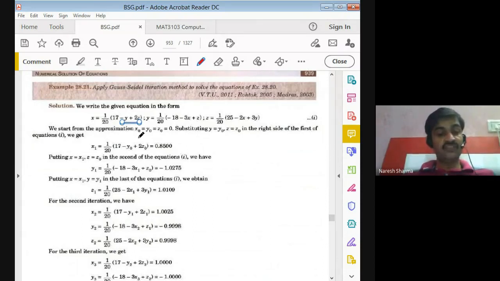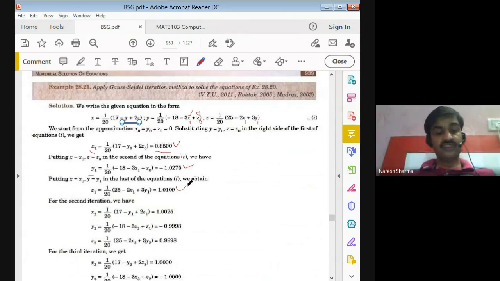Once you put these in x, you get 17/20, which gives you 0.85. Now for y, we put x1, which is the latest calculated, and z naught, which we assumed is 0. After putting 0.85 here and z as 0, the calculation gives you minus 1.0275. So now x1 and y1 are available, so we put the latest x1 and y1 and we get z1.